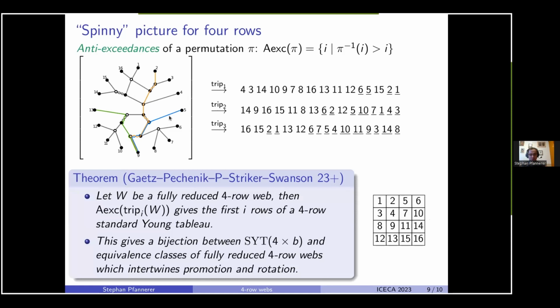And you may want to ask, what's beyond 4 rows? And I can say this is work in progress, but currently we are still hopeful that our approach generalizes. And what you would expect, because for the 3-row case we had internal degree 3, now with internal degree 4, the natural generalization is having every vertex have internal degree 5.